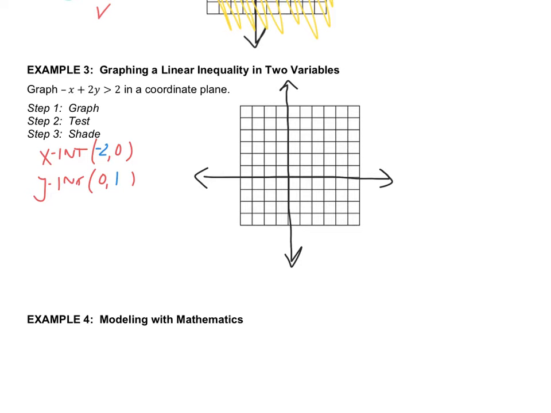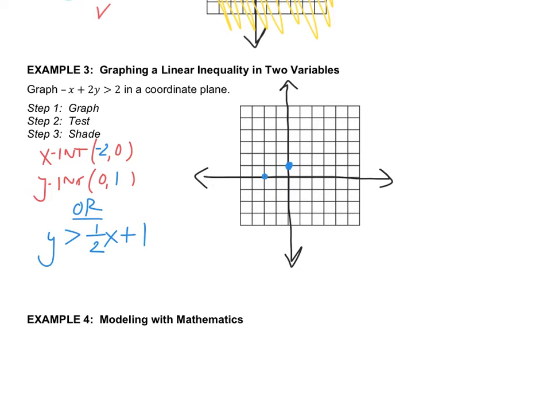You also could rewrite this into y equals mx plus b if you wanted to. And if I did that, I would get y is greater than 1/2 x plus 1. Whichever way you're most comfortable with. So I'm just going to go with my intercepts. If I do negative 2, 0, and 0, 1, I would get those 2 points.